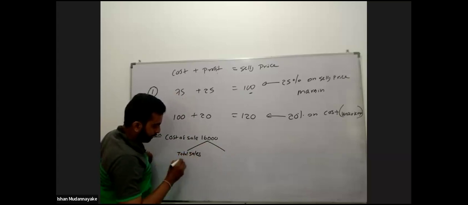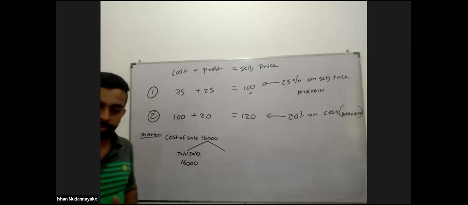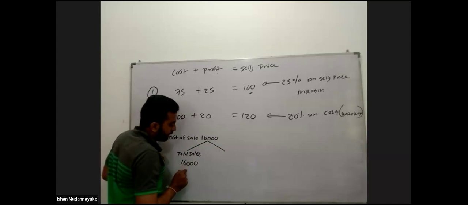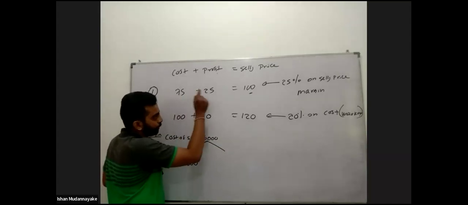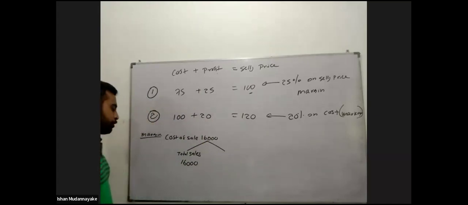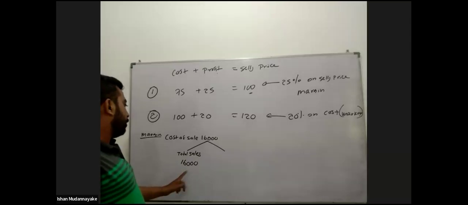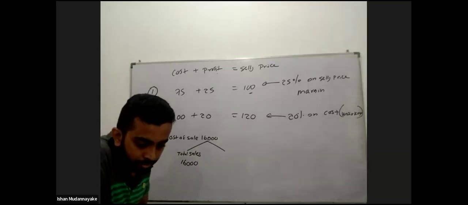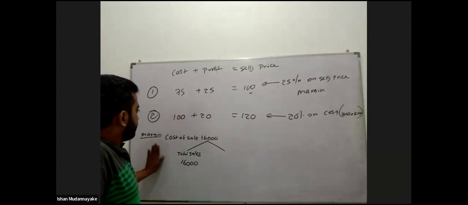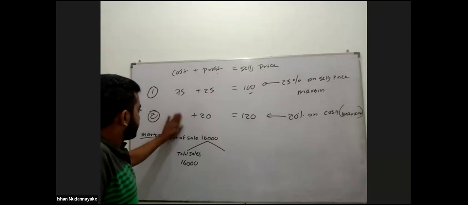How to calculate total sales? The examiner has given you cost of sales, 16,000. To this cost of sales, which is the equal amount: 75, 25 or 100? The equal amount to this 16,000 is 75. We apply margin, not markup.